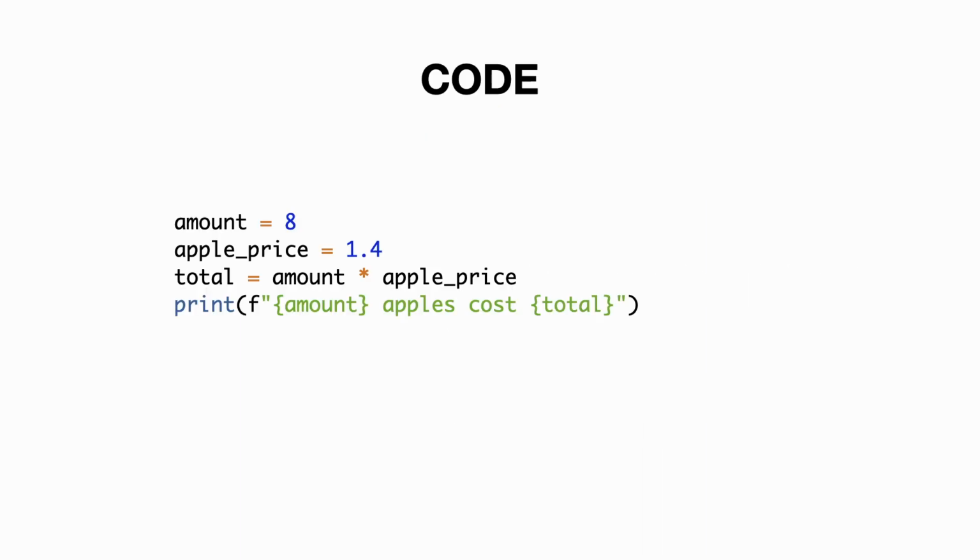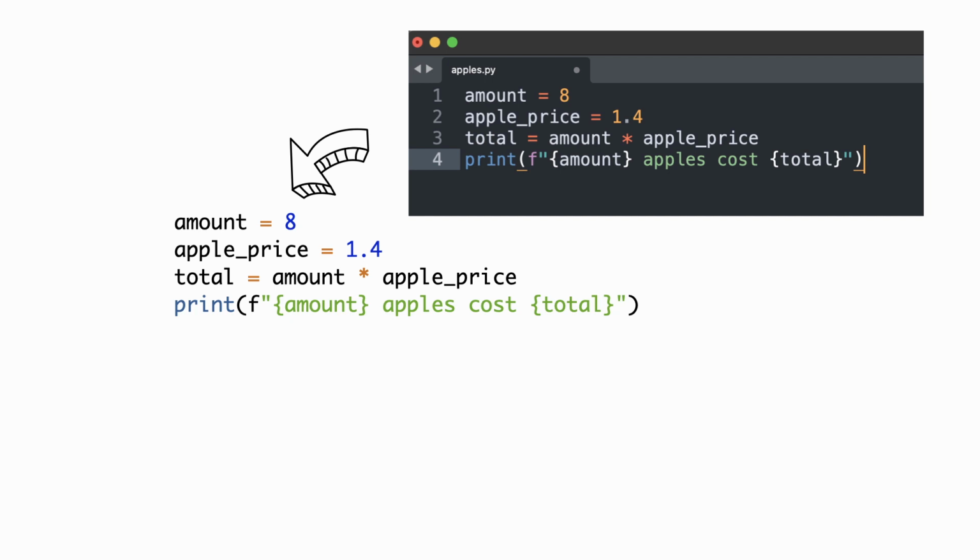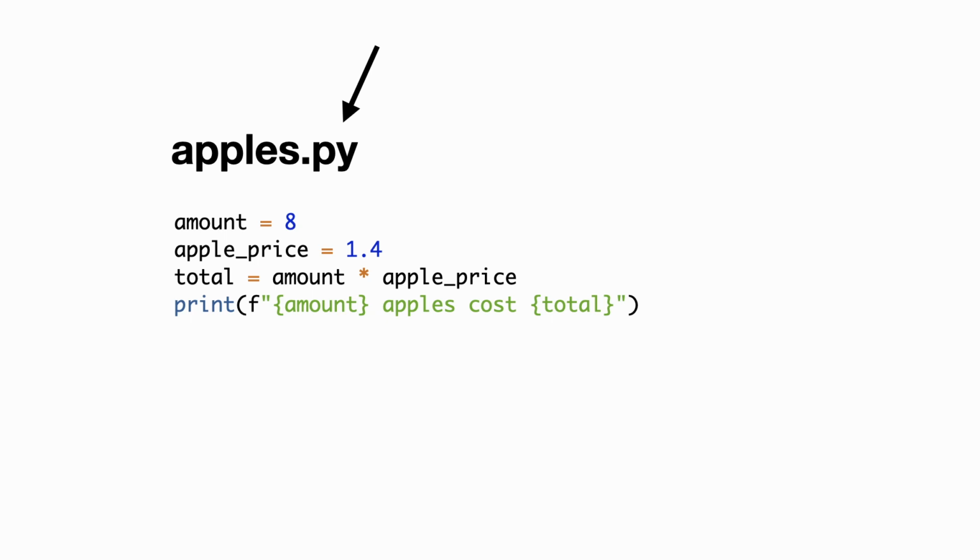A computer program exists of code. Here is an example. Before Python can take your code and execute it, you have to type it in and save it as a Python file. And that is what code editors are for. They let you write code and save it. In Python, code is stored in files that end with .py.